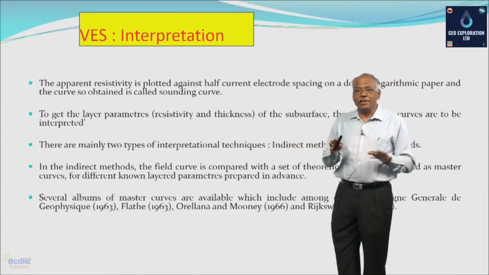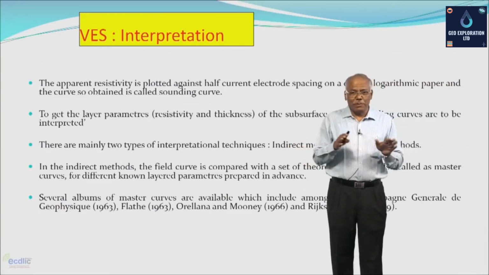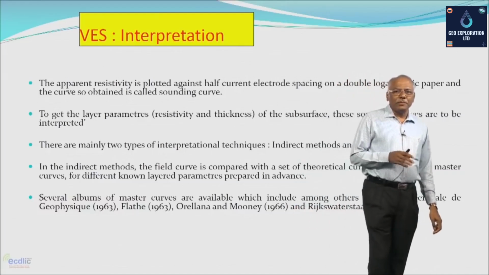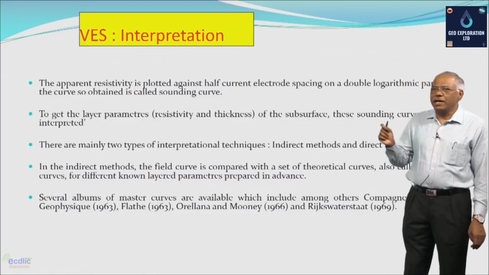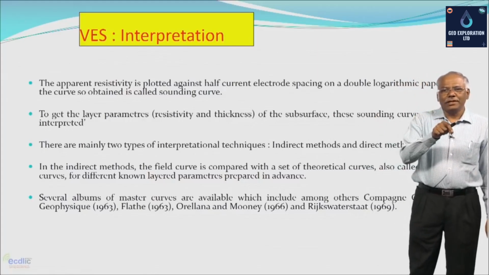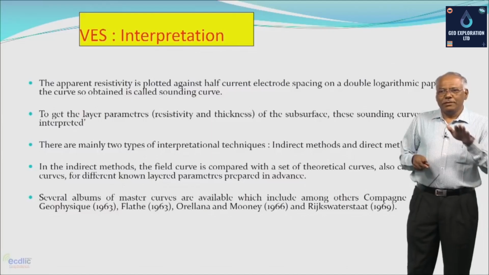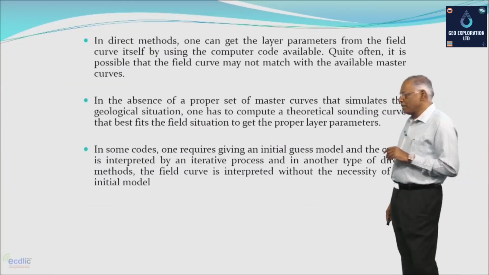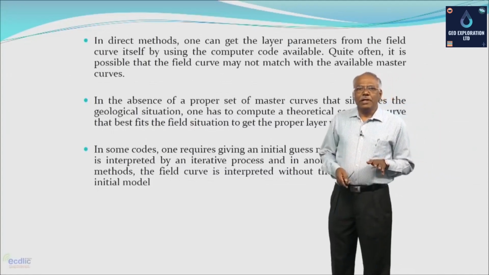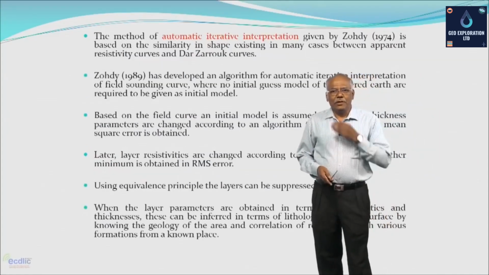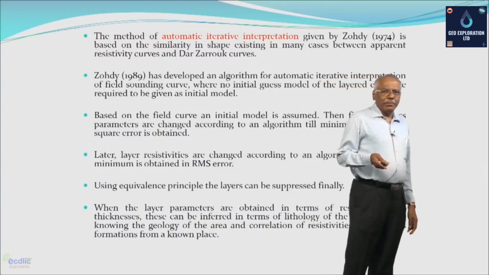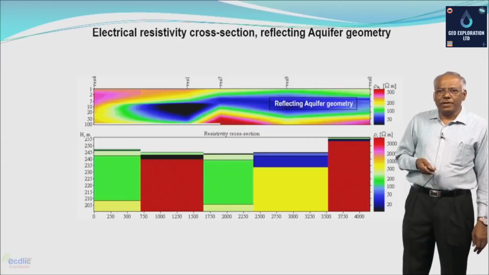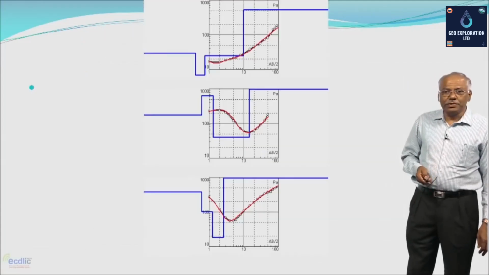There are more than 700 different master curves, which are prepared by many workers like Mooney, Orellana and many others, and therefore it is possible for us to match the field curve with the theoretical curve and find out the true resistivities. It is a very cumbersome process, but these days we have a large number of software packages which automatically interpret the different parameters by iterative technique, and such software is widely in use these days.